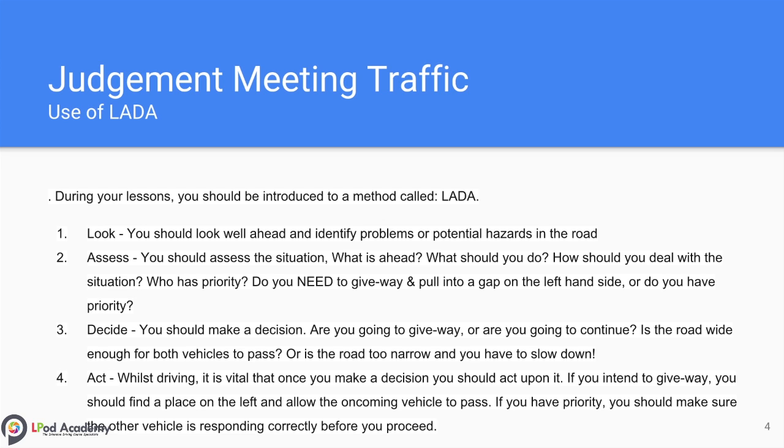Number 3. Decide. You should make a decision. Are you going to give way or are you going to continue? Is the road wide enough for both vehicles to pass, or is the road too narrow and you have to slow down? Number 4. Act. Whilst driving, it is vital that once you make a decision, you act upon it. If you intend to give way, you should find a place on the left and allow the oncoming vehicles to pass. If you have priority, you should make sure the other vehicle is responding correctly before you proceed.